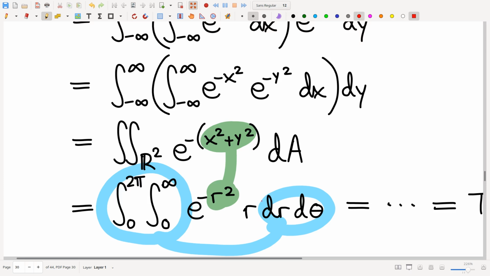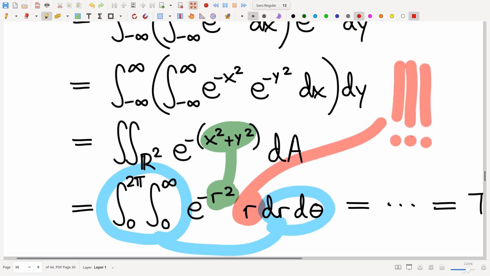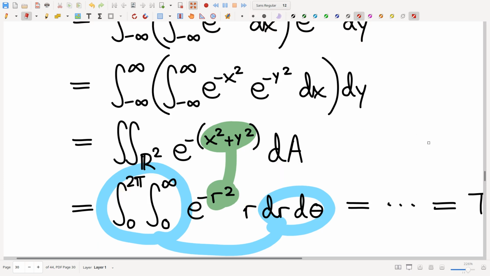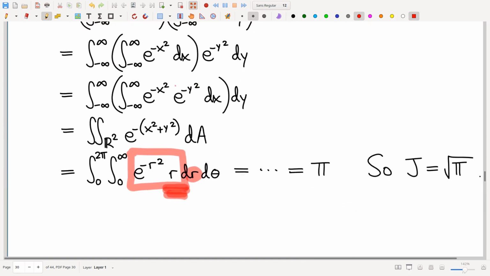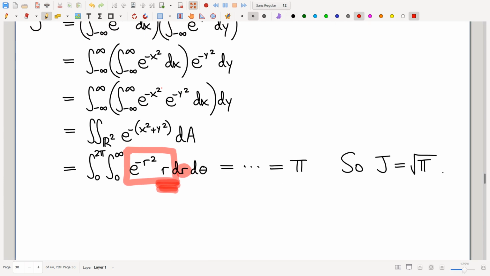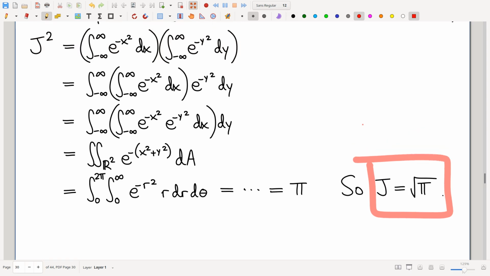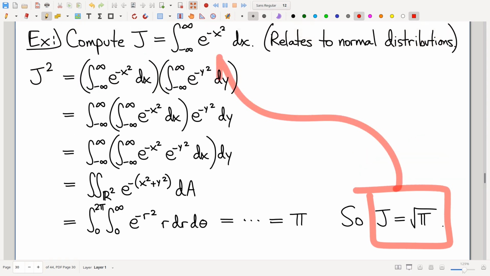And don't forget your stretching factor. Again, so easy to forget that stretching factor, but there it is. And now it's an easy integral, because my new r integrand has this extra factor in it, and this works out no problem. Easy calculation. So the final result then is that very important integral that we had no idea how to compute because the antiderivative doesn't exist: the square root of pi.